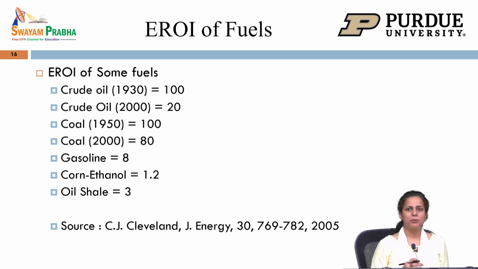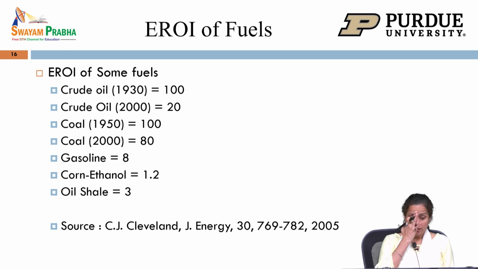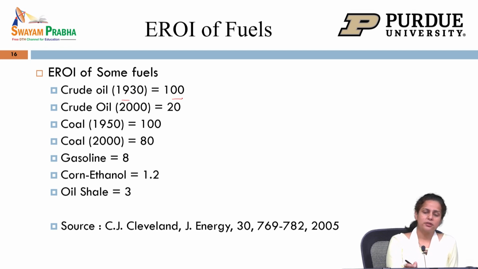So here is an example of some of the energy return of investment for fuels. This is taken from a paper published long back in 2005, and you can see that the energy return of investment for crude oil in 1930 was 100, which means that to get 100 units of crude oil, we only needed to invest 1 joule of energy. But crude oil in 2000 now has an EROI of 20, which means that if you invest 1 joule of energy in the processing of crude oil, you only get about 20 joules of energy worth of crude oil.